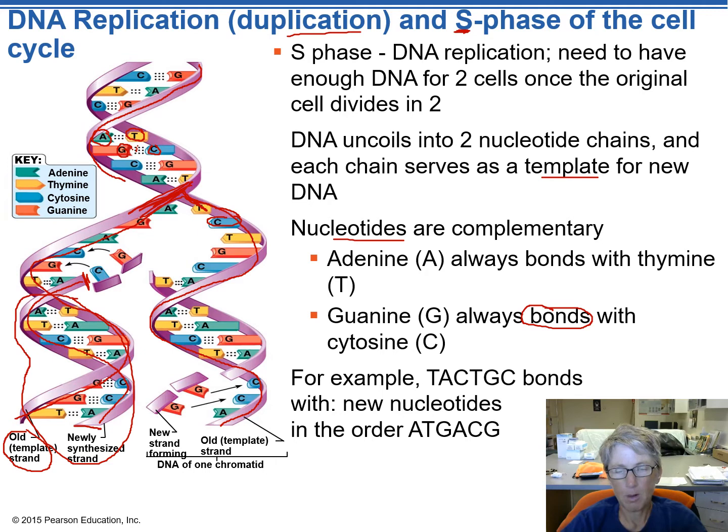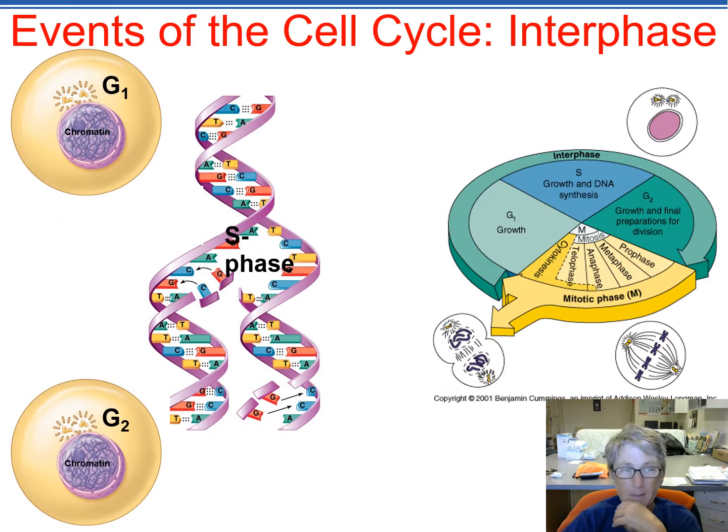So for example, if this sequence was in the template strand, T, A, C, T, G, C, then the new strand that formed off the template strand would be what always pairs with T? A. What always pairs with A? T. What always pairs with C? G. What pairs with T? A. What pairs with G? C. What pairs with C? G. So this would be the template strand, and then this would be the newly synthesized strand of DNA.